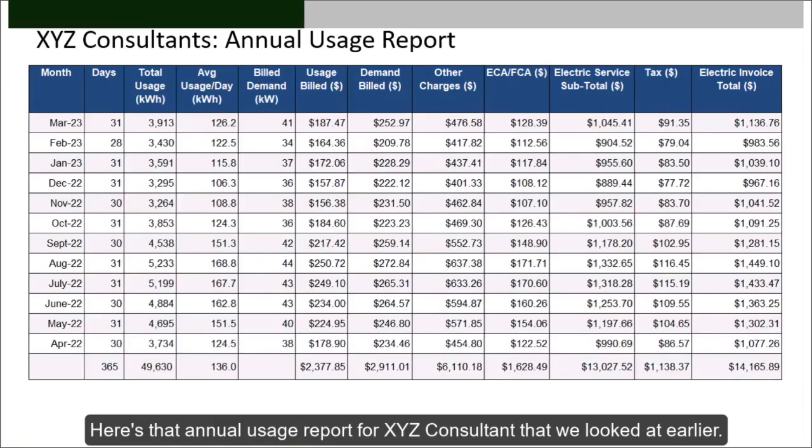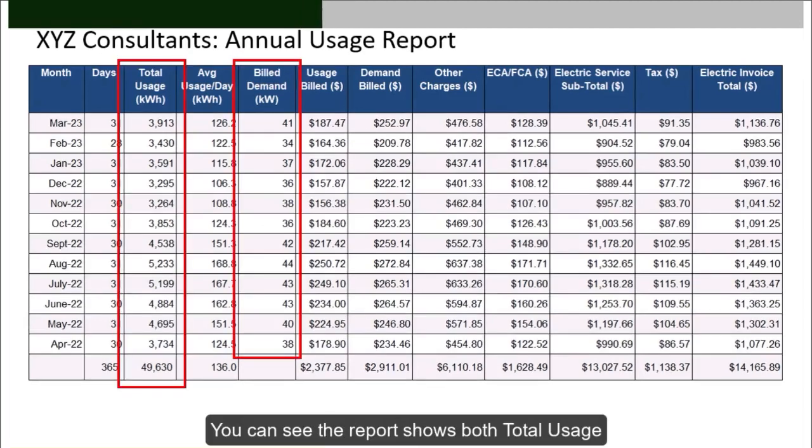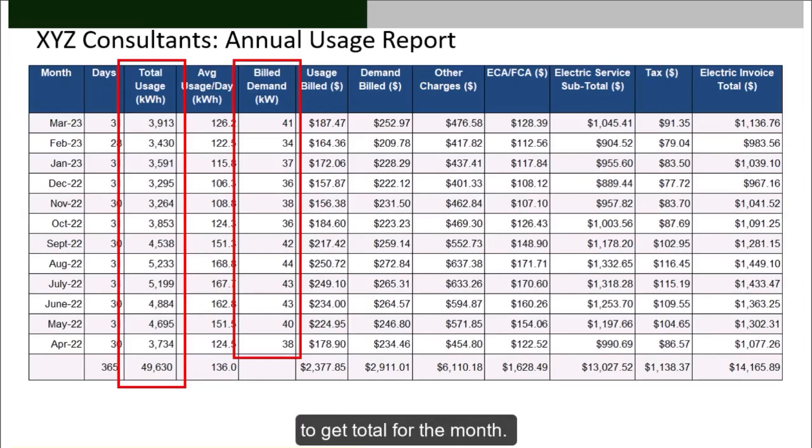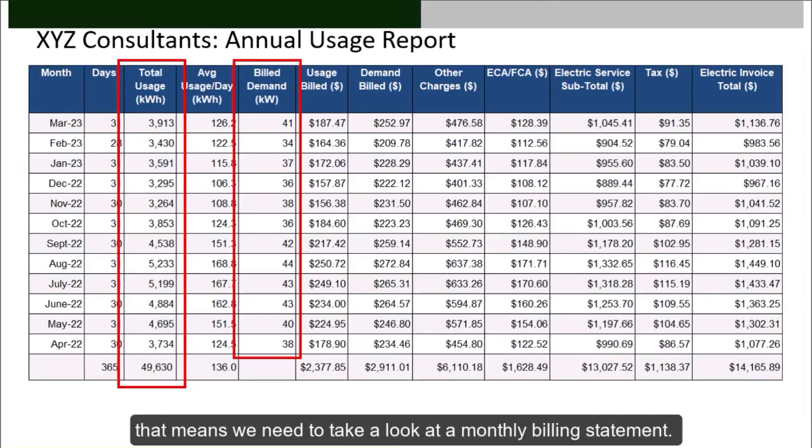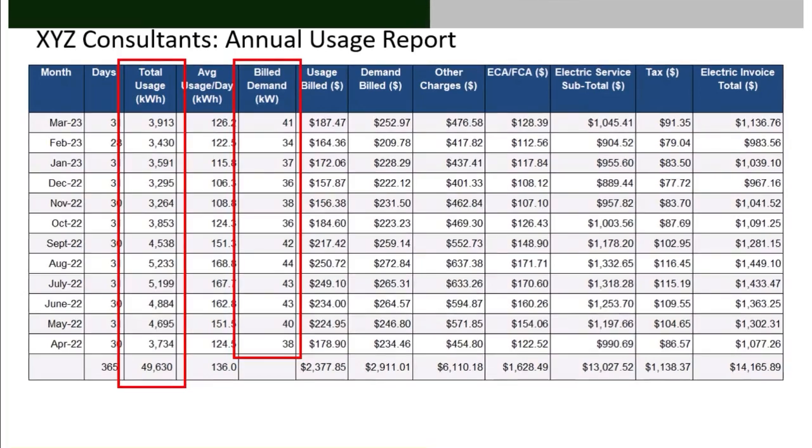Here's that annual usage report for XYZ Consultants that we looked at earlier. You can see the report shows both total usage and billed demand for each month. Total usage is straightforward. The utility adds up how many kilowatt hours were used each day to get the total for the month. It then adds up how much was used each month, and you have the total for the year. Demand is different. It is tracked as a single point in time, and to truly understand what it is, we need to focus on an individual month, and that means we need to look at a monthly billing statement.